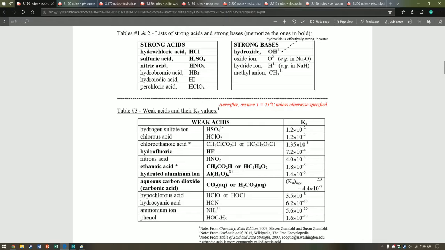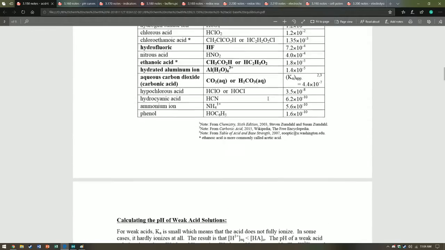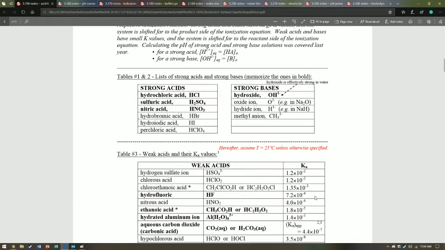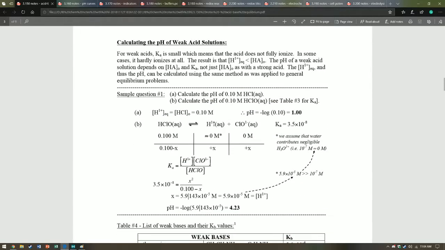I'm sure you'll be familiar with these from the standard level syllabus, so I'm not going to go over too much. However, here are some weak acids. Hydrofluoric acid is one you're expected to know is weak. Ethanoic acid you're expected to know is weak. This you're expected to know is weak. And this you're expected to know is weak. From memory, you're not expected to know these Ka values, but the strength of them you're expected to know.